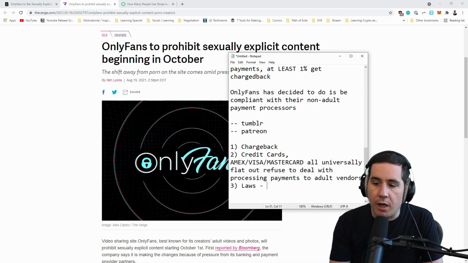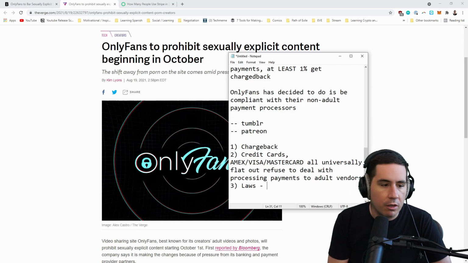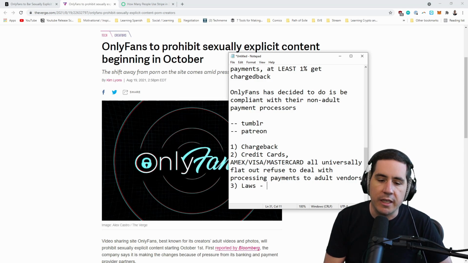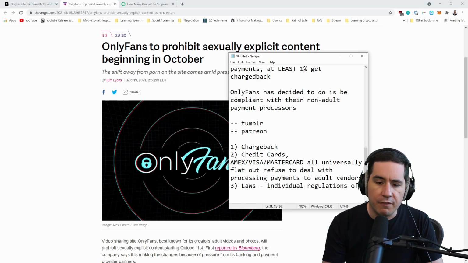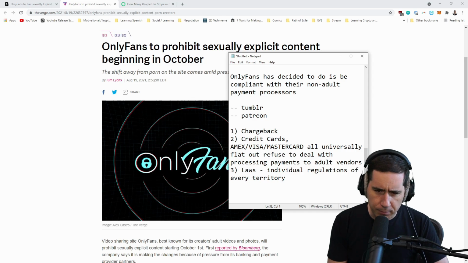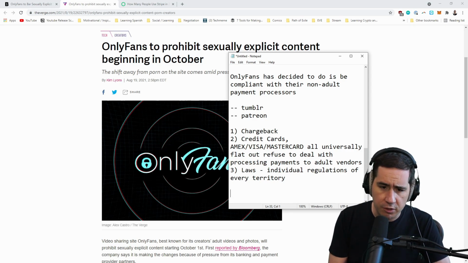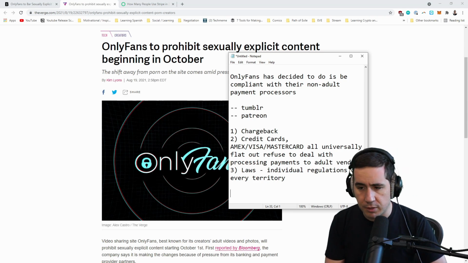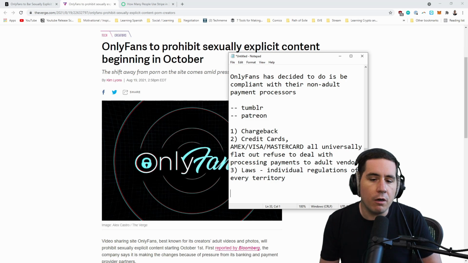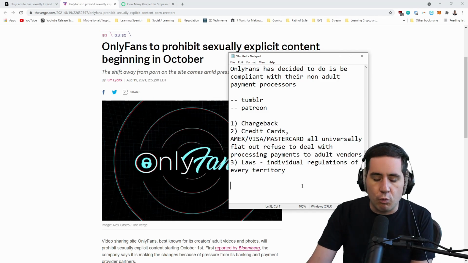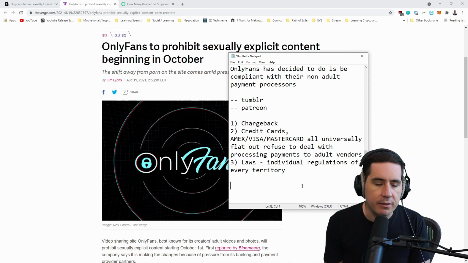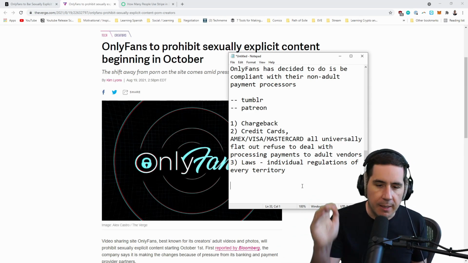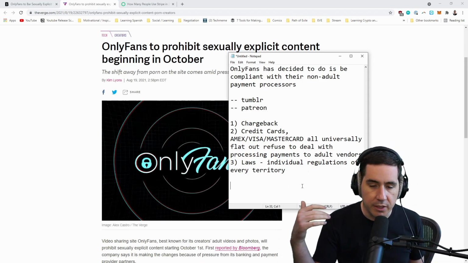Number three is laws. Sometimes there are countries or even municipalities or cities, I should say counties, that just ban adult content. And so you have to deal with the individual regulations of every territory, no matter how big or small. And that becomes a super annoying thing for payment processors to deal with, because they're having to set up a separate set of regulations for every territory. And that costs them money, that costs them time and logistics. And so they just don't want to do that. So for all of these three major reasons, the payment processors do not want to deal with adult content. And in fact, no one wants to deal with adult content, except people that are going to charge ridiculously high percentages because of these reasons.